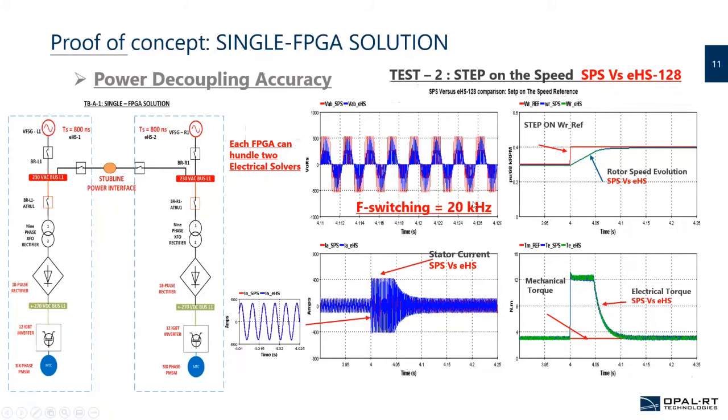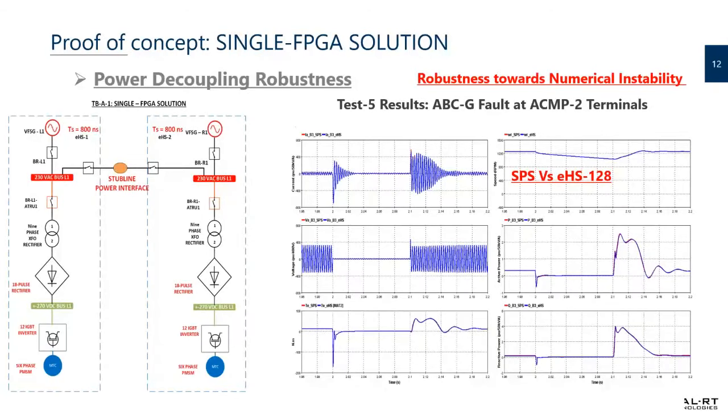Then what we did is we started another series of fault tests. We applied several types of faults in different locations in the circuits, even very close to the power decoupling interface here. And as we can see, the results were always accurate, and the platform was always stable numerically. So no numerical divergence was detected.